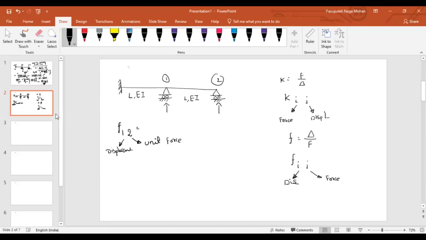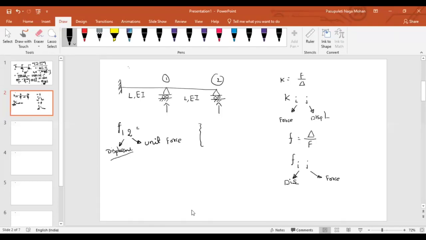Now, give me an idea. That means they are applying unit force along the direction 2, and they are asking that if you apply unit force at 2, what is the displacement that is happening at 1? Can you give me an idea how I can solve this? So first, we can find the stiffness matrix, the stiffness coefficients, and take the inverse of it. Can we do it like that, sir? You can do that also, no issue.